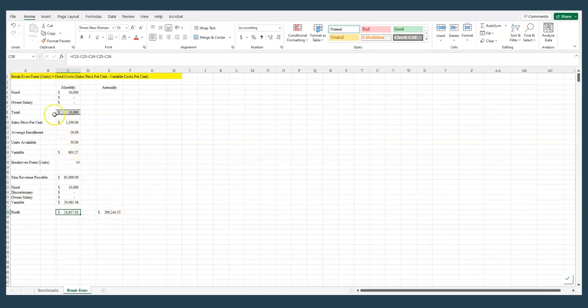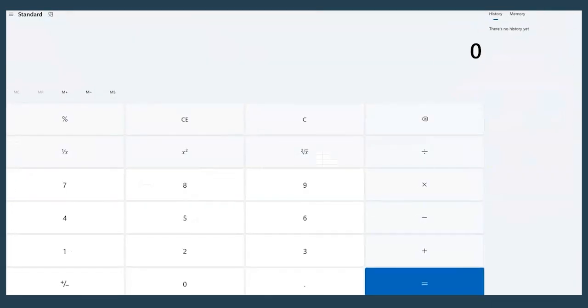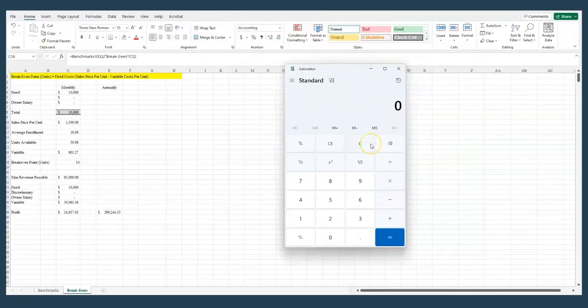The other thing that we can glean from this is that once we have 14 kids, which we already do, the difference between this $1,300 that we charge on average and our variable cost of $601 is essentially how much extra we will make for every child we enroll. So $1,300 minus 601.27. So essentially for every new child we enroll, our profitability should go up by about $700. And that's very high level.